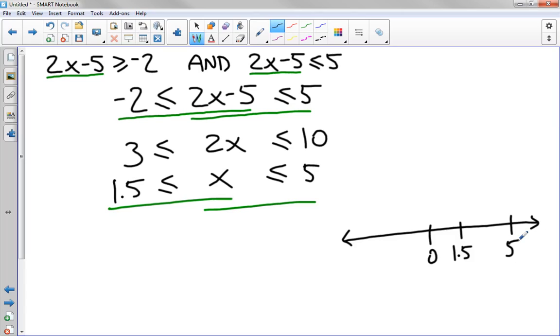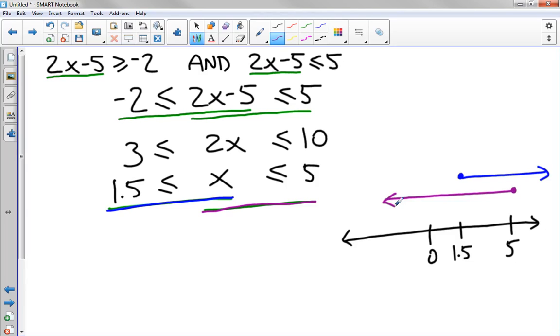So, in blue, I'm going to graph 1.5 is less than or equal to x. Or rather, x is greater than or equal to 1.5. So I put a solid dot at 1.5, and I draw an arrow all the way to the right. In red, no, we'll use purple. In purple, I'll graph the solution to x is less than or equal to 5. So I put a solid dot at 5, and I draw an arrow going to the left.